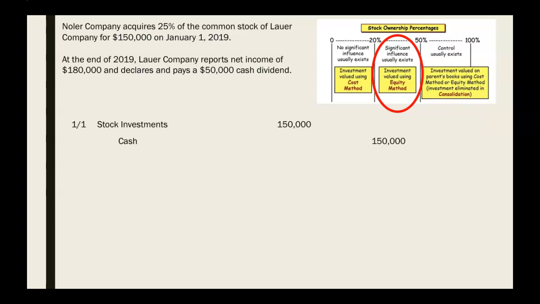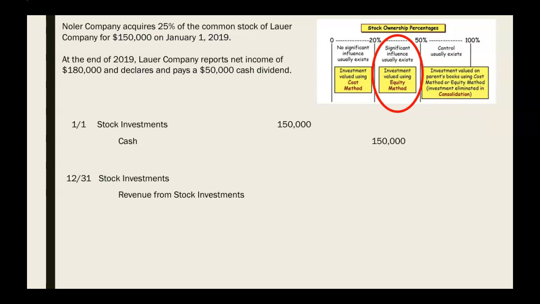It's these next entries that are a little different now. Since you own between 20 and 50%, you now get some of the net income. You're going to be getting some of this cash dividend here now too, right? So on the 31st, we first want to journalize your portion of the net income. So we will debit our stock investments and we will credit the revenue from stock investments.